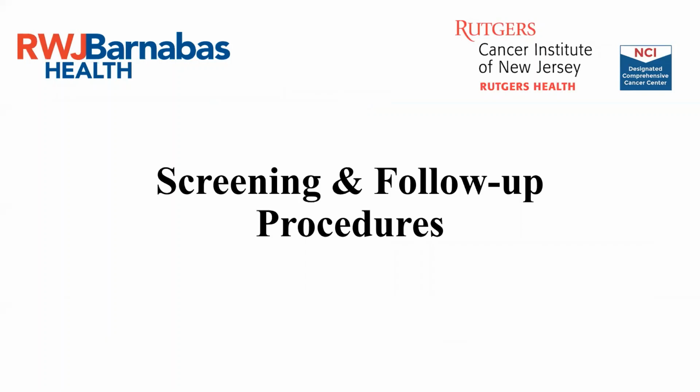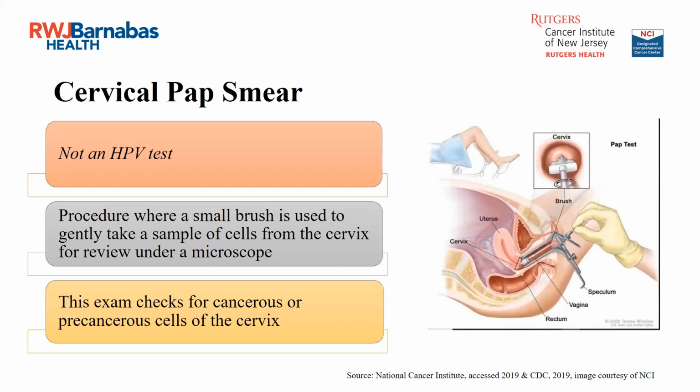Okay, so now that I've talked about screening guidelines, what I want to do is talk about screening and follow-up procedures. The first procedure that I want to talk about is called the cervical pap smear. A cervical pap smear or cervical cancer screening test is not an HPV test. It's a procedure where a small brush is used to take a sample of cells from the cervix for review under a microscope. This exam checks for cancerous or precancerous cells of the cervix.